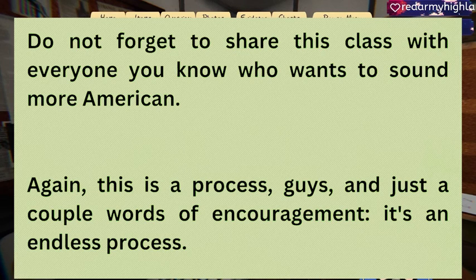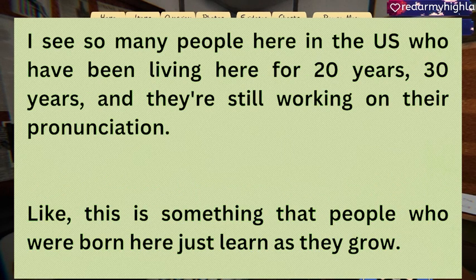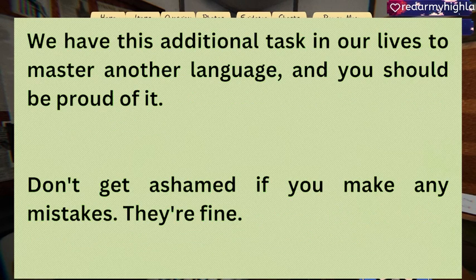Again, this is a process, guys, and just a couple words of encouragement, it's an endless process. I see so many people here in the U.S. who have been living here for 20 years, 30 years, and they're still working on their pronunciation. Like, this is something that people who were born here just learn as they grow. We have this additional task in our lives to master another language, and you should be proud of it.